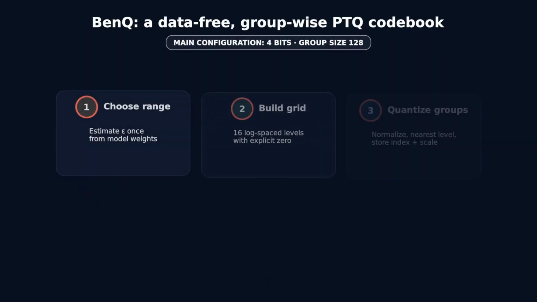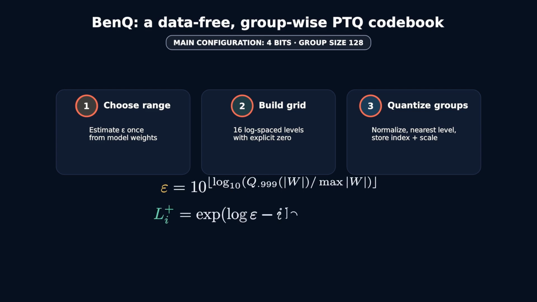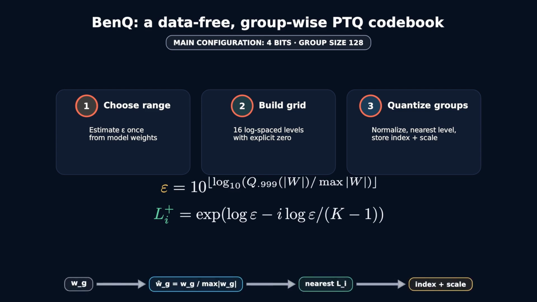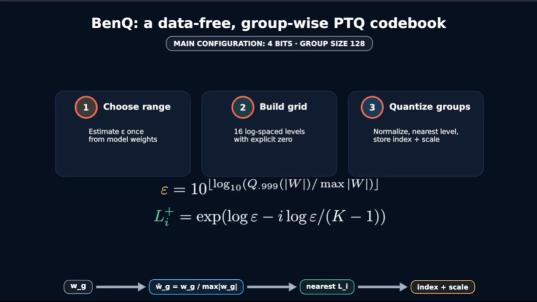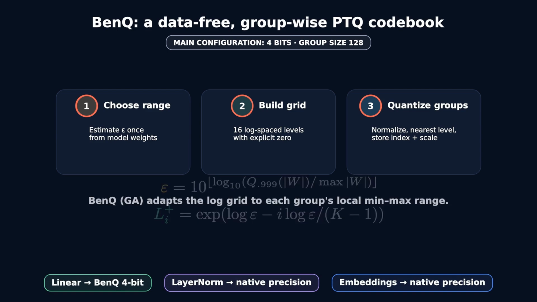Bank is a data-free post-training quantization method. Epsilon first estimates how many orders of magnitude separate the distribution's bulk from its maximum. 16 levels, including 0, are then spaced in the log domain. Within each group of size 128, Bank normalizes by the maximum, selects the nearest level, and stores its index and group scale. Linear weights use 4 bits, while layer norm and embeddings remain in higher precision.